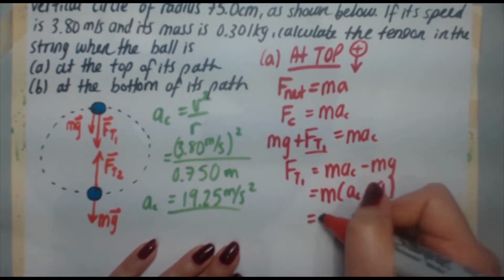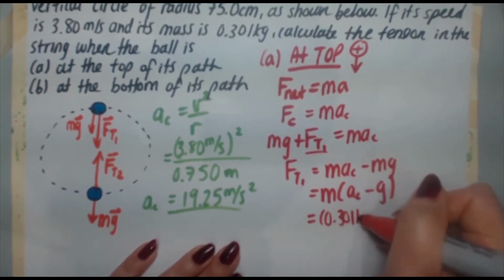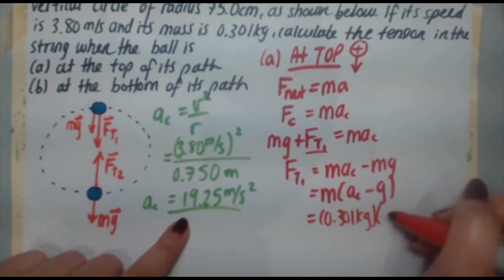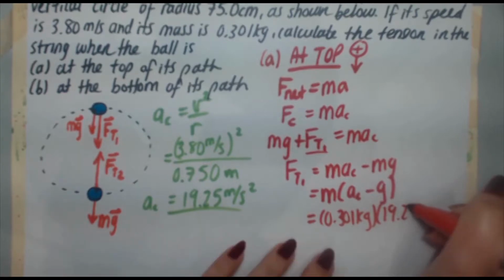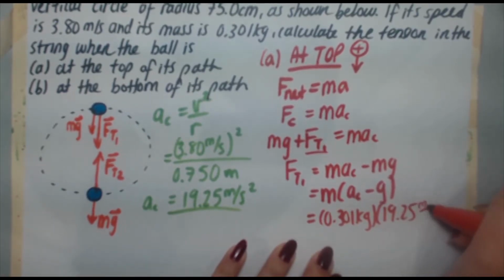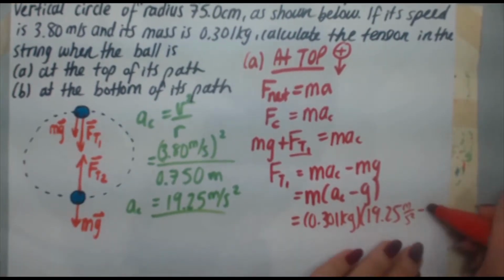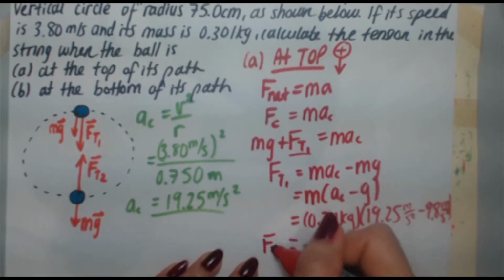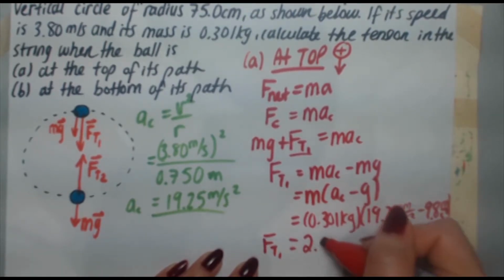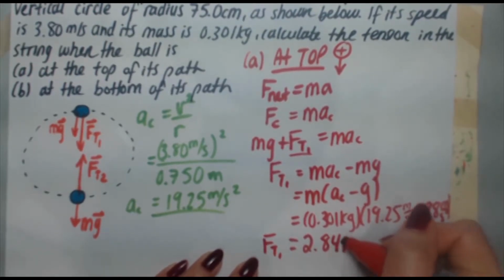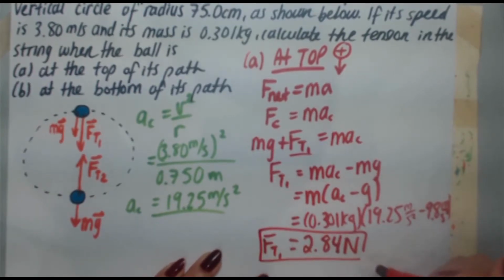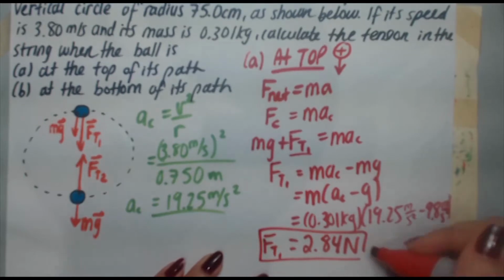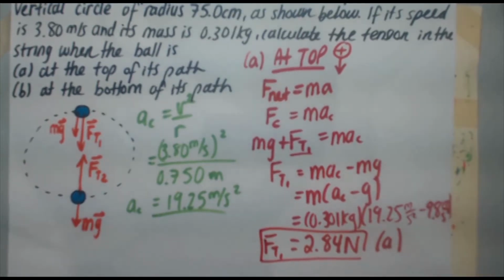Okay, mass is given to us as 0.301 kilograms. a, we just found, 19.25 meters per second squared. g is 9.8 meters per second squared. And when you plug that in your calculator, you're going to get the tension at the top, which is 2.84 newtons. And that is correct to the right number of sig figs, as 3 is the minimum number of sig figs we see in our question. So there is the answer to part A.